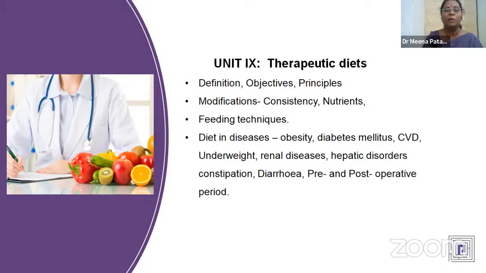Now, the last part of this unit is diet in diseases. So what are the kind of diets which are prescribed in obesity? What are the nutrient modifications that need to be done? What are the guidelines to be followed? What are the instructions to be given to the patient? Similarly, diabetes. What is diabetes? Classification of diabetes.